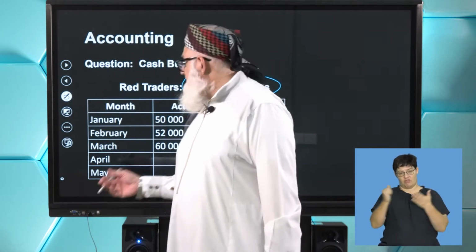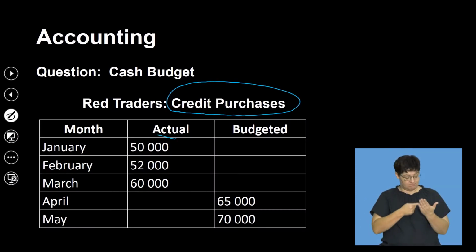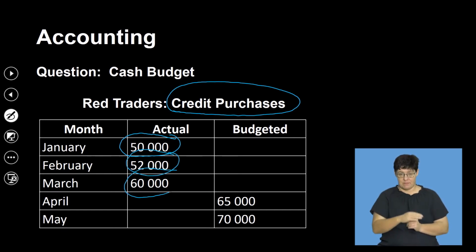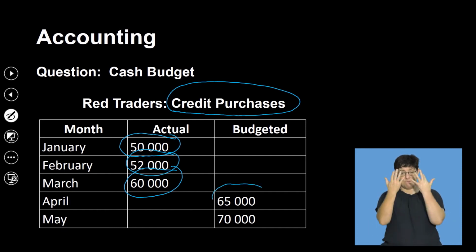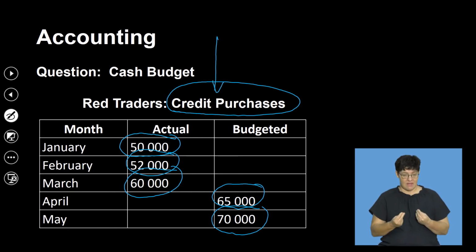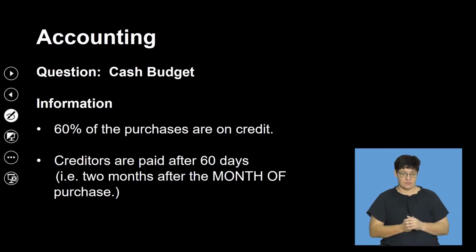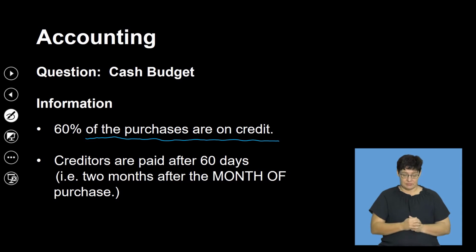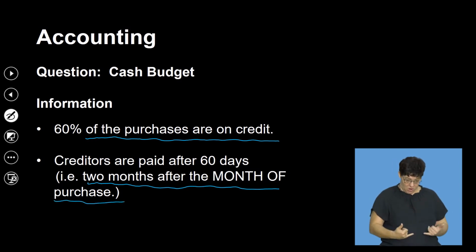But in this case here we have the information. There's my actual credit purchases for January, February, and March, and there's my budgeted for April and May. So once again, we have our purchases figure, meaning it's much easier to calculate. You are told that 60% of the purchases are on credit, and your creditors are paid after 60 days. That means 2 months after the month of purchase.